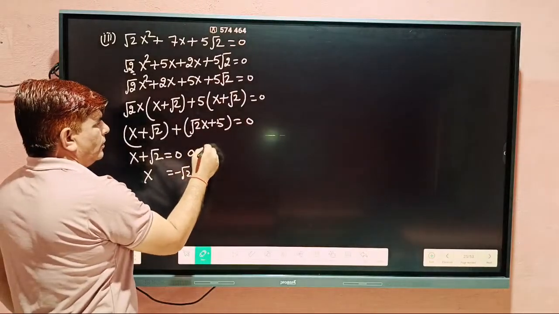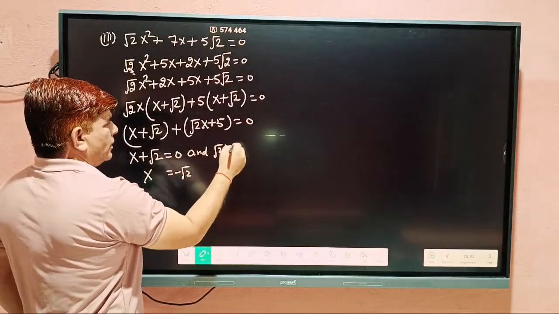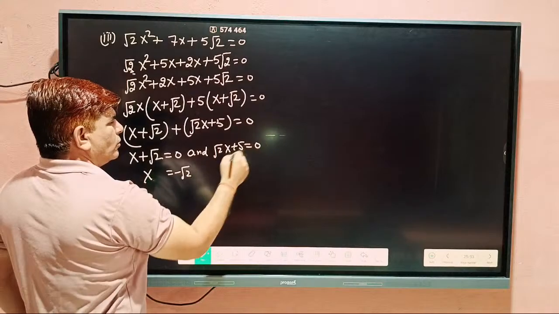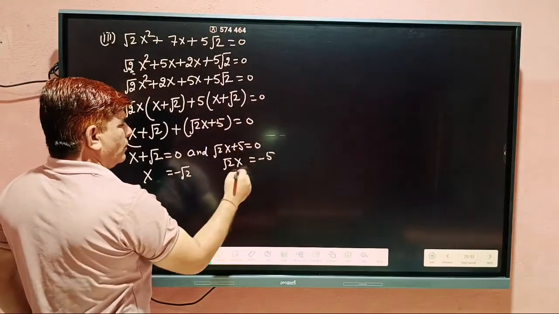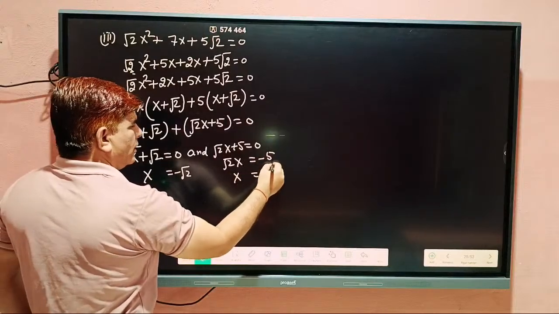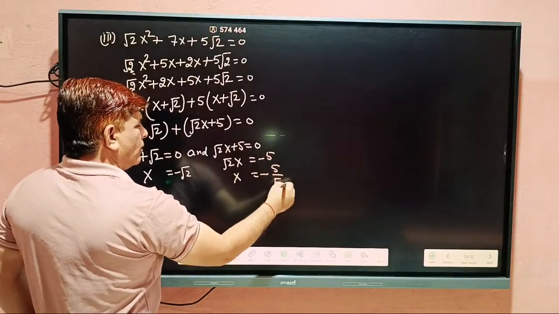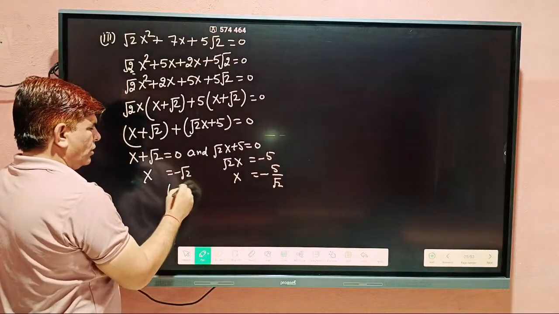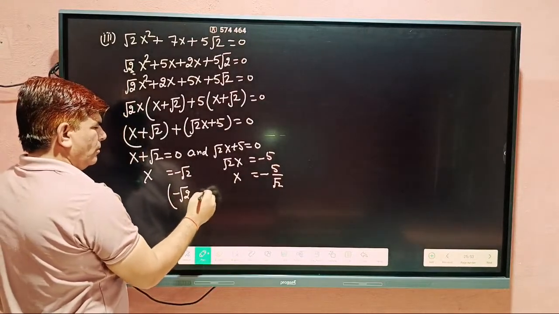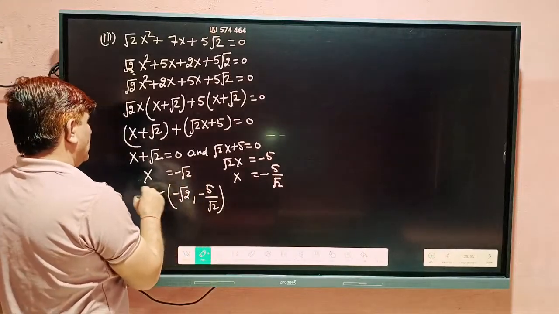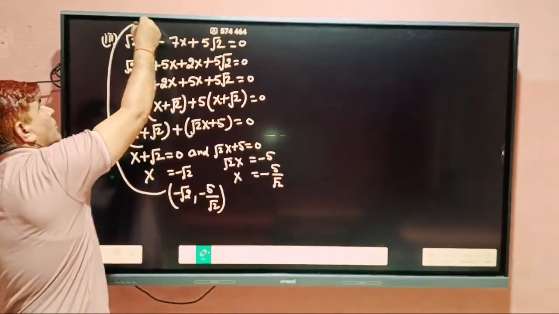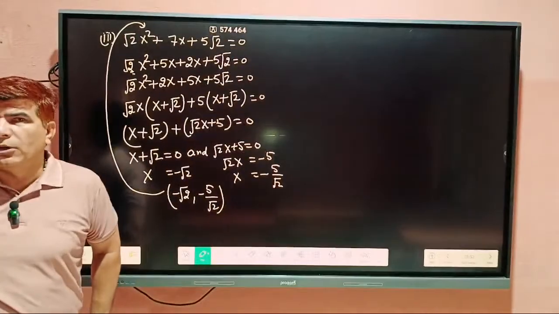And under root 2x plus 5 is equal to 0. Under root 2x is equal to minus 5. So x is equal to minus 5 by under root 2. So what are the roots? Minus root 2 and minus 5 by under root 2 are the roots of the given quadratic equation.